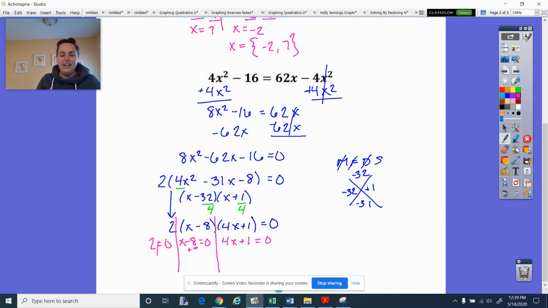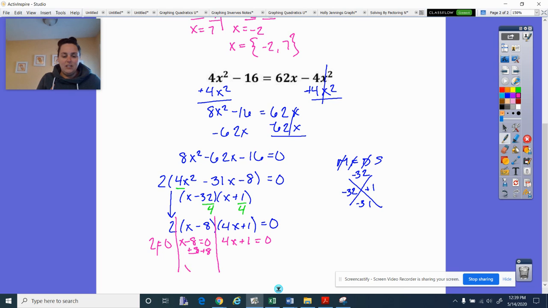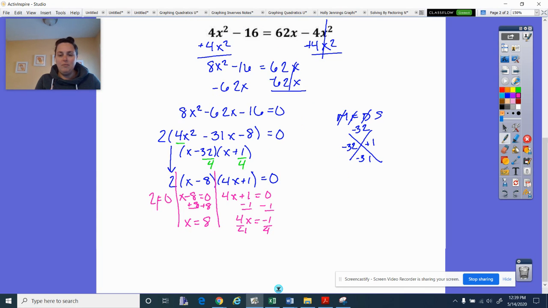And now I'm going to add 8 to both sides. So I'm adding 8 to both. So I have x equals 8. And then here I'm subtracting 1. And I have 4x equals negative 1. Divide by 4. Divide by 4. And I have x equals negative 1/4. So my solutions are x equals negative 1/4 and 8.